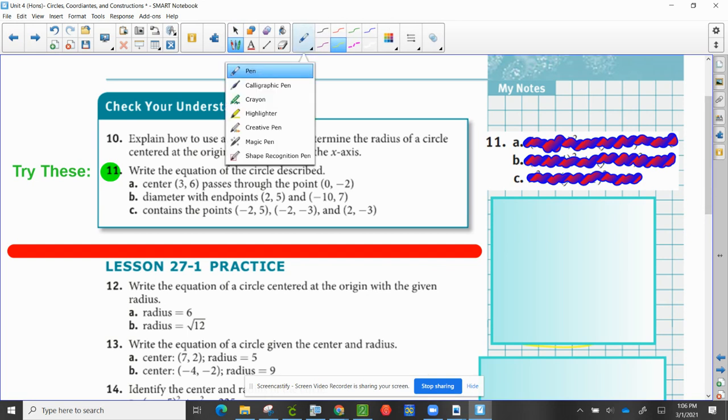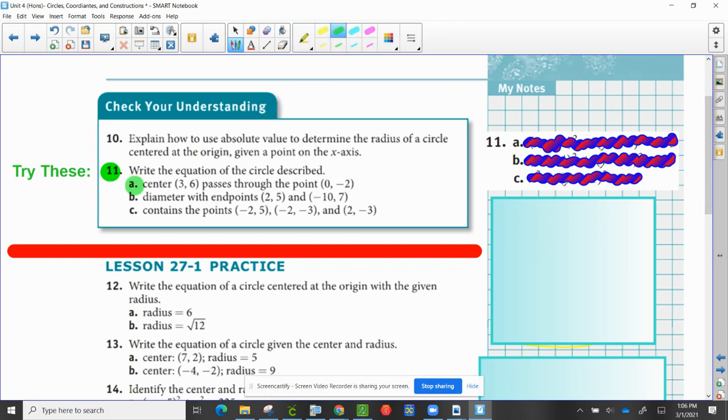We're just going to start right now with doing 11a. Okay, so 11a is a very similar problem. You have your center point at 3, 6, and it's passing through the point at 0, -2. So again, you're going to take your circle formula, plug in your center for h, k, plug in the point for x, y, solve for r squared, and then you can write the equation. So go ahead and try that one.